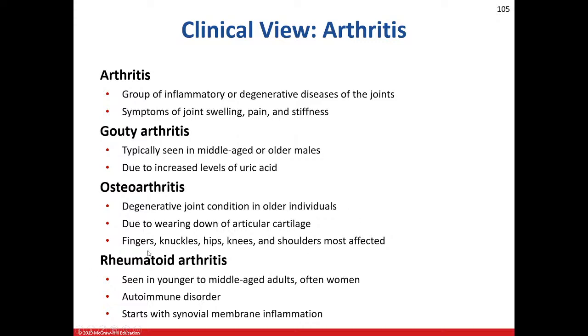And then we mentioned rheumatoid arthritis. It is an autoimmune or autoinflammatory disease. It's seen in younger to middle-aged adults, usually women, and it starts with synovial membrane inflammation. You can treat it with anti-inflammatories. They're not very effective, though.